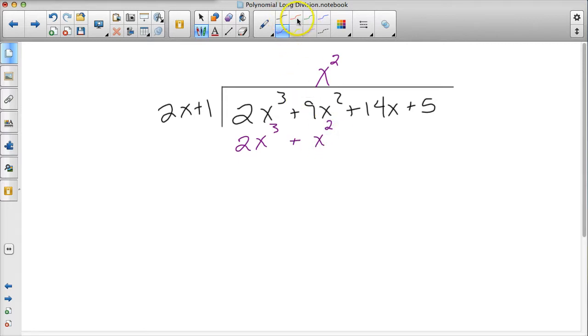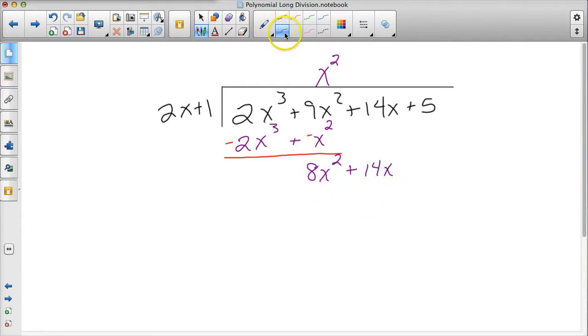Now remember, in long division, we always subtract the bottom row from the top row. So that's what we're going to do here. So we subtract, and we say 2x cubed minus 2x cubed is equal to 0. And 9x squared minus x squared is equal to 8x squared. Now in long division, we also then bring down the next term. So we bring down 14x.